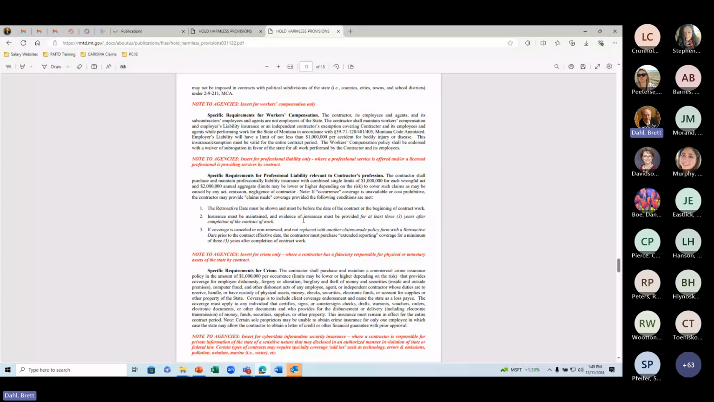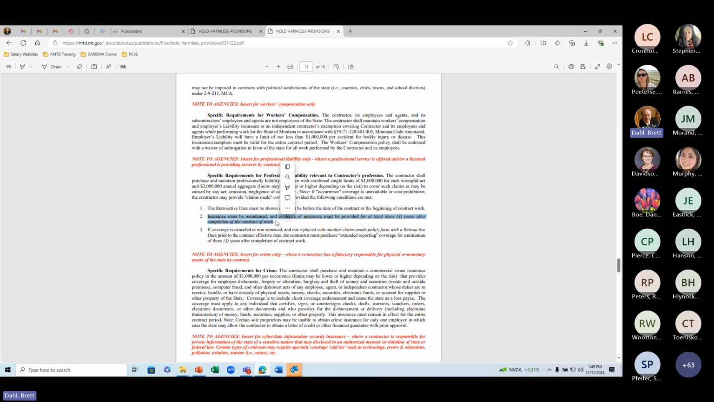So yeah, claims made coverage, ask for occurrence coverage. I say here in the note, if it's not available, then allow claims made, but here are the conditions. The retroactive date must be shown in the date of the contract. They must carry tail. So if you can end a contract, they have to have coverage for 3 years after. That's what this statement here is saying, at least 3 years.